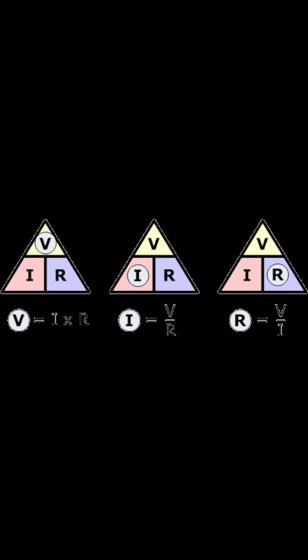The second formula states that the current can be found if the voltage and resistance are known. In the example below, 120 volts are connected to a resistance of 30 ohms. The amount of current flow will be 4 amps.